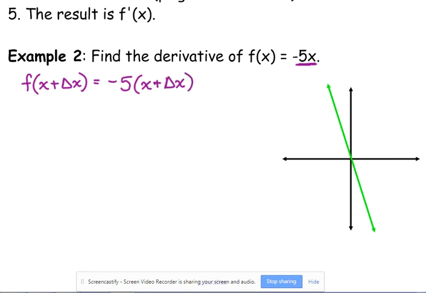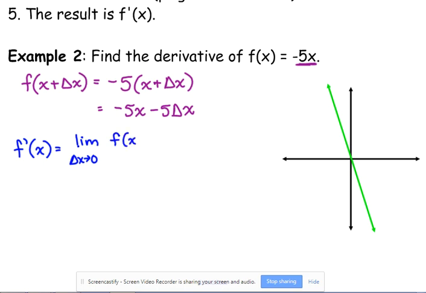Now, we're going to need things simplified eventually, so we might as well go ahead and distribute that -5 because we're going to need that in the problem. Okay, so let's set up the limit definition. F prime of x, the derivative of x, is equal to the limit as delta x approaches 0. And I'm just writing the general term right now, okay, or the general definition. F of x plus delta x minus f of x all over delta x. You've got to know that limit definition. Okay, so let's plug in what we know.